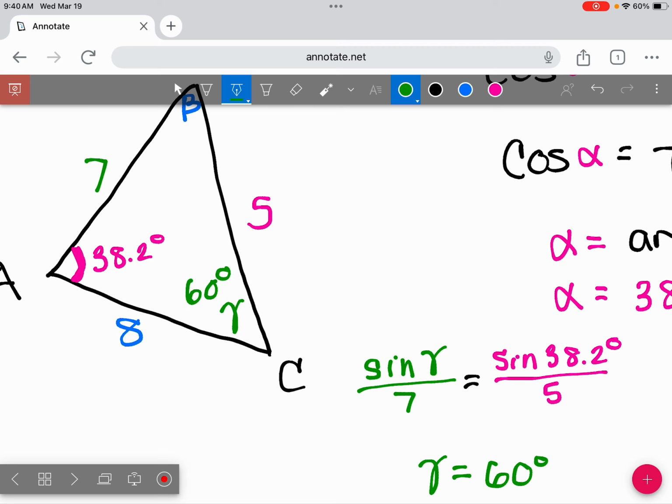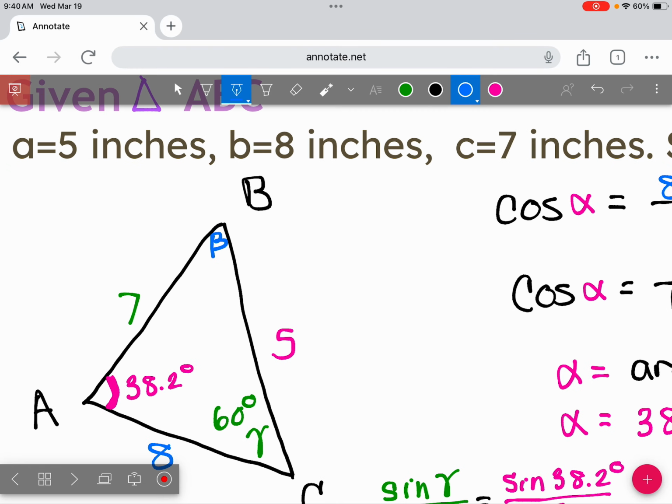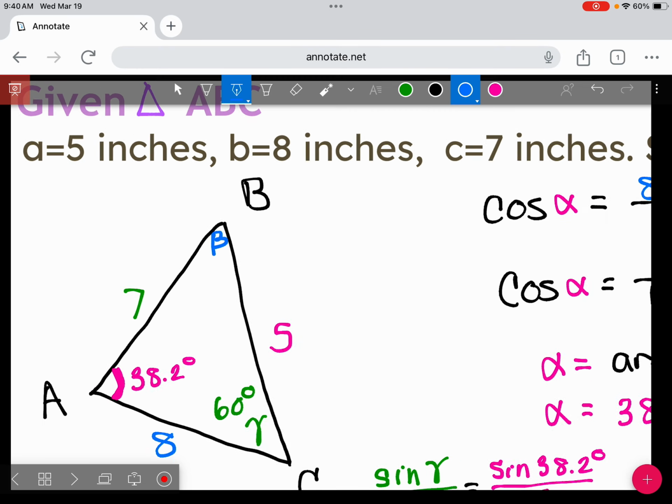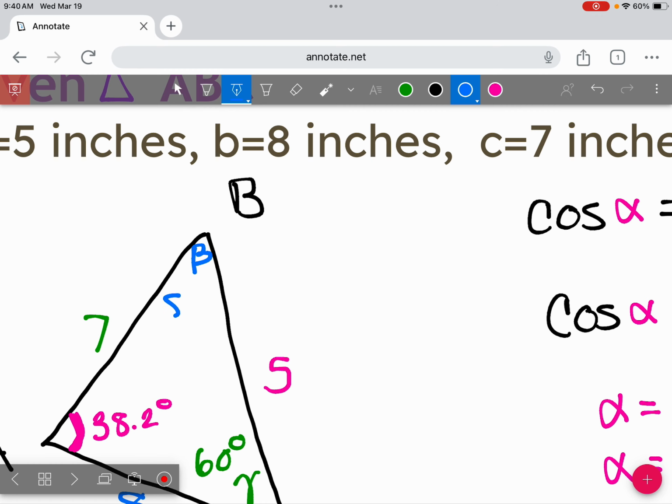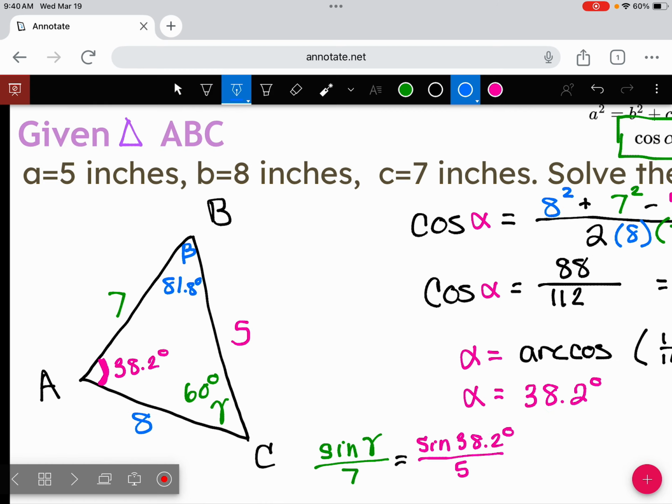Yeah, so we've got our 60 degrees, which means what do we get for beta? 21.8. 81.8. A vast variety of choices there. Yeah, 81.8. Just double checking. It should be about 81.8.